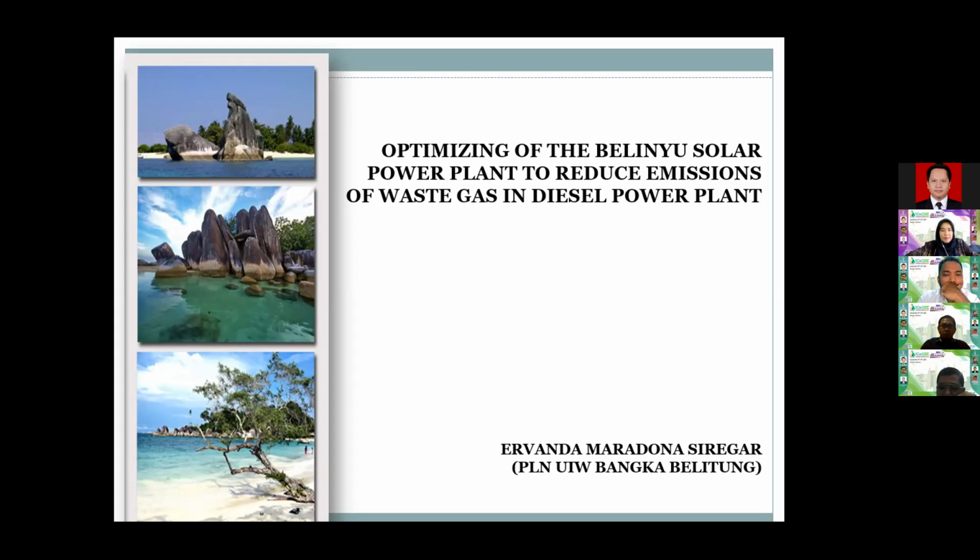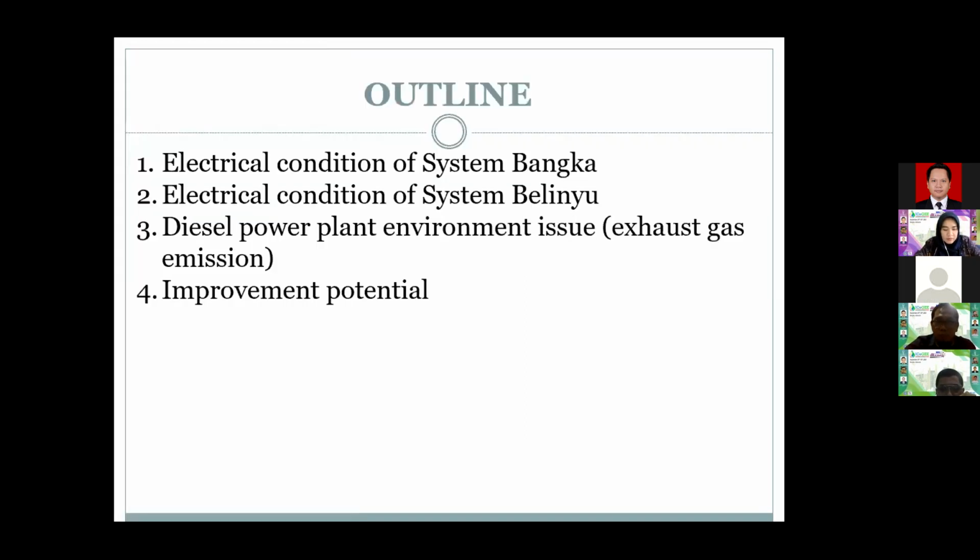Okay, with solar plant optimization, it is hoped that it will reduce the operating hours of the diesel plant engine as well as have a positive impact on the environment. This presentation is divided into four main ideas, namely first, the electrical condition of the Bangka system; second, the electrical condition of the Belinyu system; third, the diesel power plant environmental issue; and fourth, the improvements that we can make.